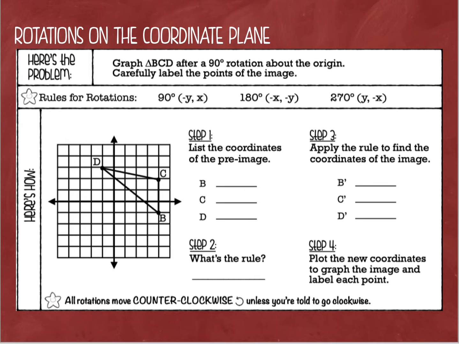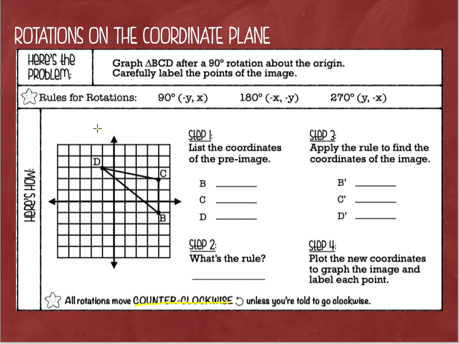We're going to graph triangle BCD after a 90-degree rotation about the origin. Carefully label the points of the image. Now, when we are rotating, first of all, a rotation is when you turn a figure. And something that I have written on the bottom that's important, I think we should highlight this, is that all rotations move counterclockwise. So that means the opposite of the direction of the clock. They go to the left unless you are told to go clockwise. Every once in a while, they'll tell you to rotate a figure clockwise, but for the most part, we are going to be going counterclockwise.